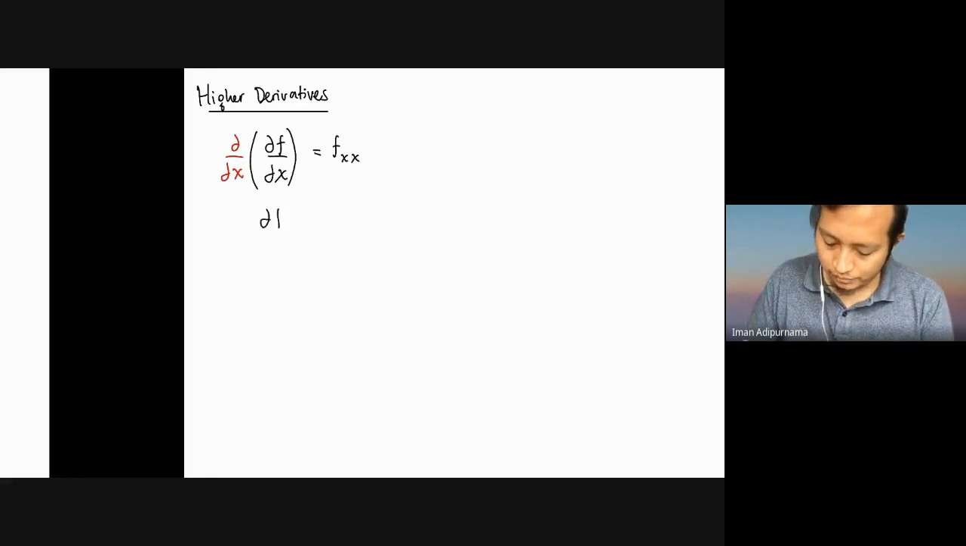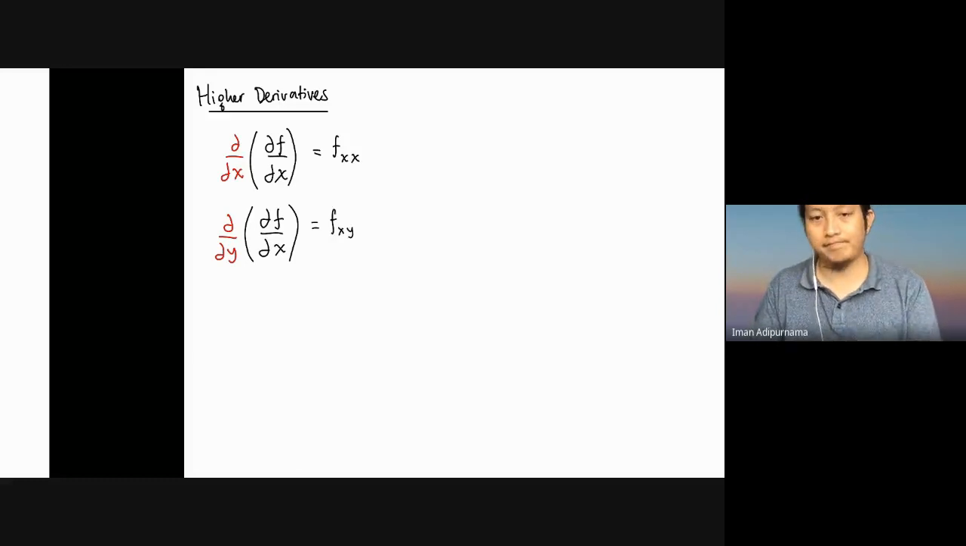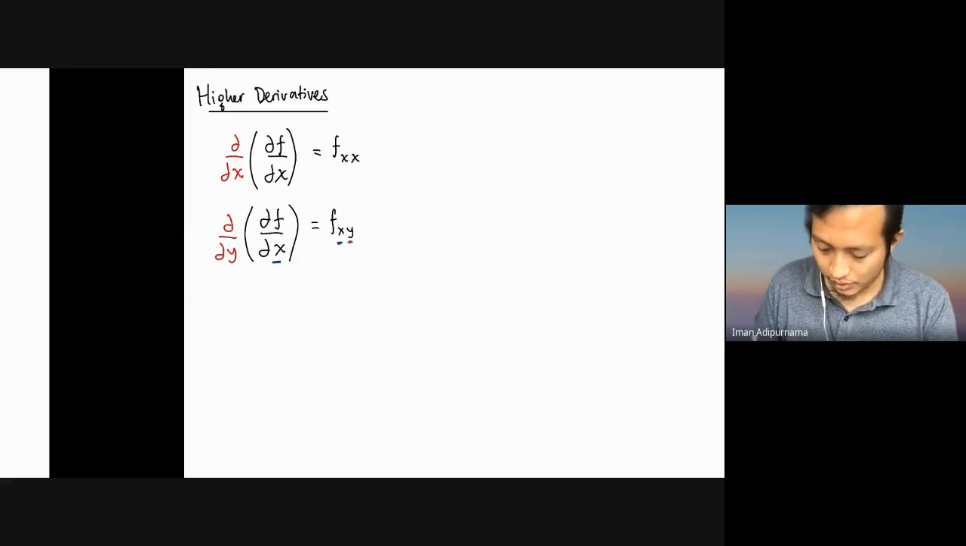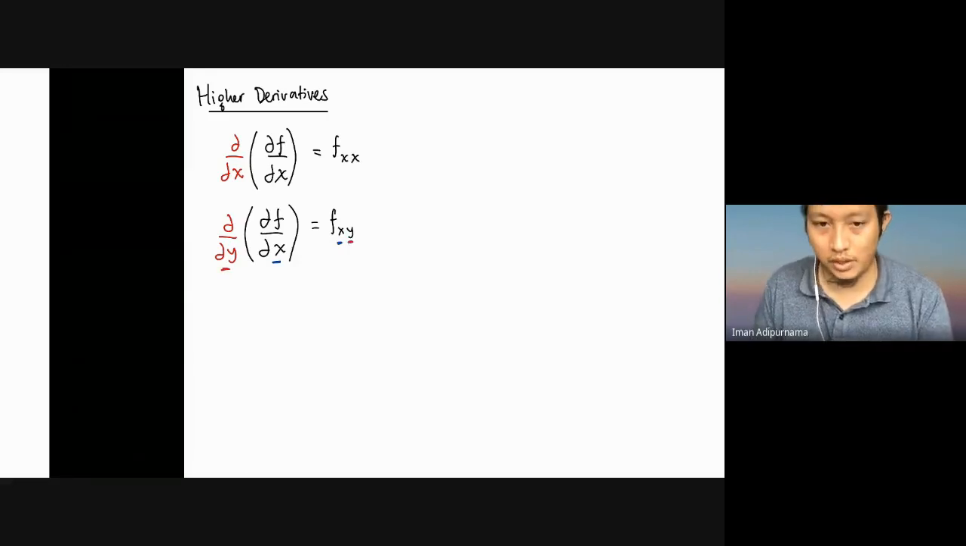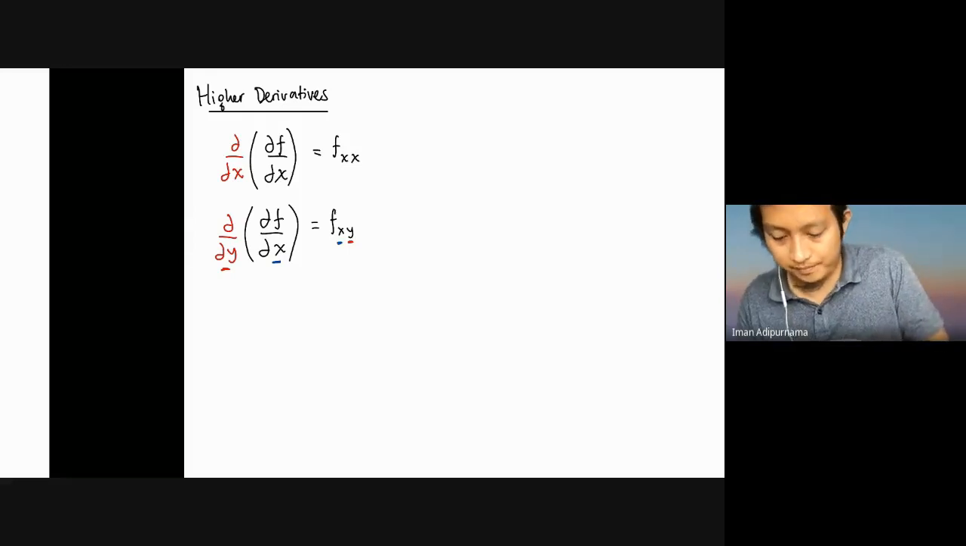But we can also take the derivative with respect to y. So this will be f x y. Okay, you need to remember this order, okay? This means we need to start with differentiation with x, and then we differentiate with y. We need to see it one by one, step by step, okay?